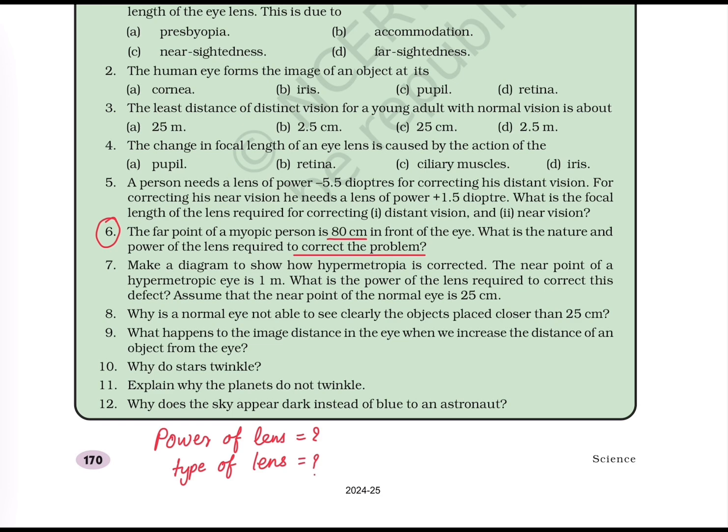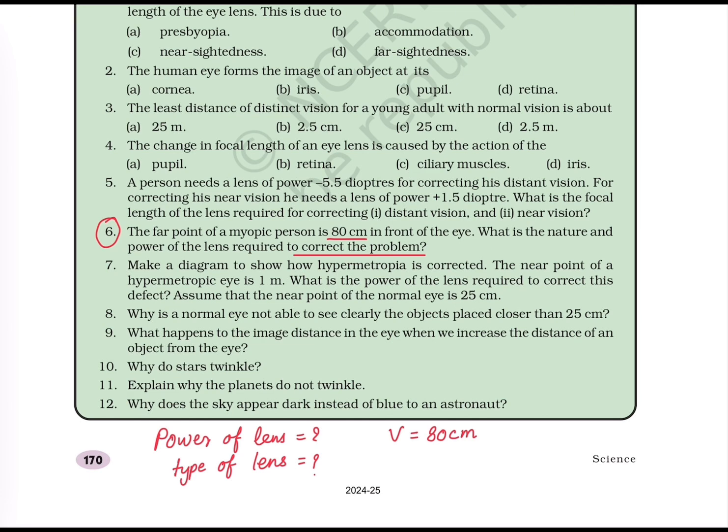So what we are given is the image distance, that is 80 centimeter. Now how did we get to know this is the image distance? See, the person can only see up to 80 centimeter. When he can only see up to 80 centimeter, that simply means that the image of an object at infinite distance has to be produced at a distance of 80 centimeter at maximum.